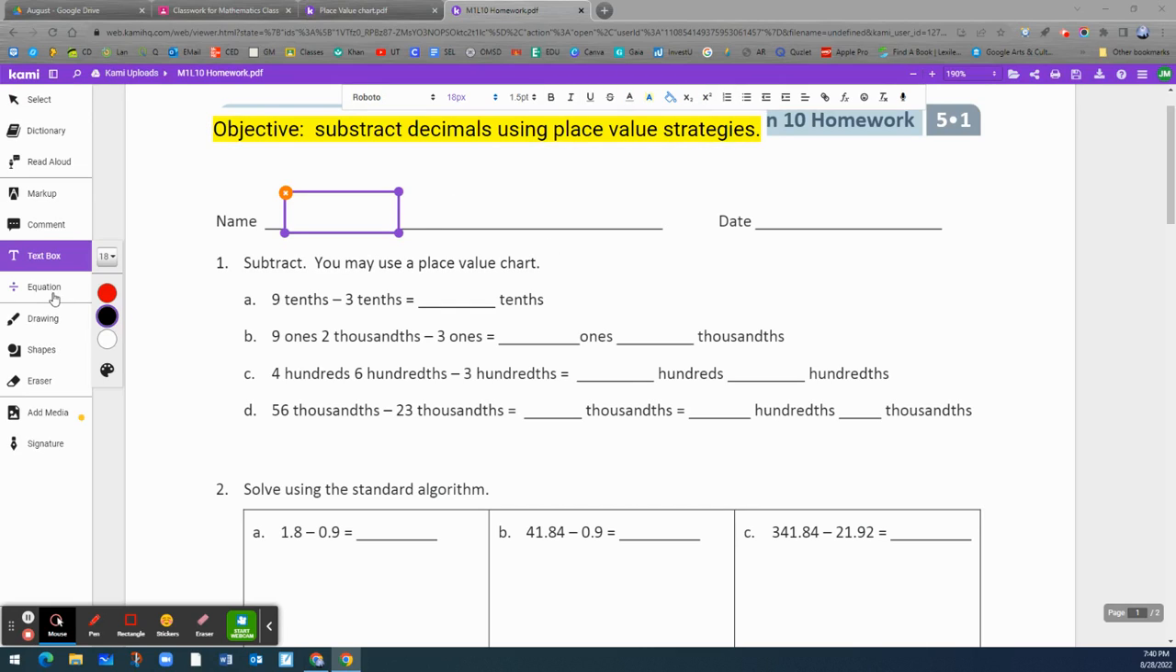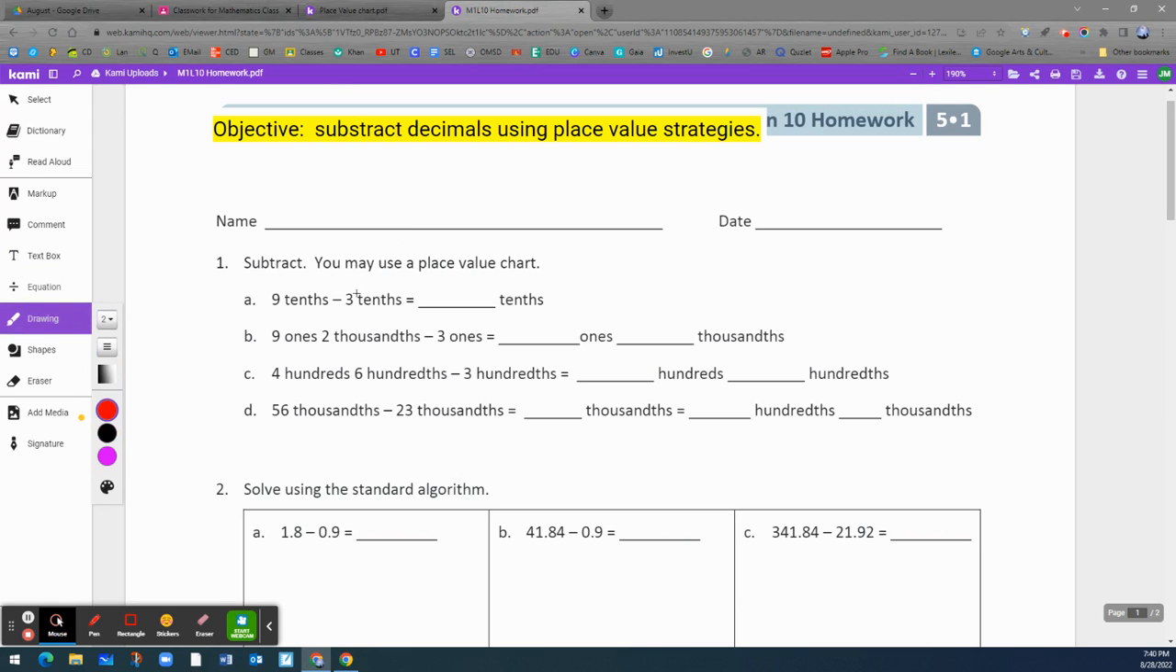All right, let us begin. If we read the instructions first, this means subtract. That means you're going to take away a smaller number from a larger number, and we may use the place value chart. That's a great tool to use. All right, anyways, let's look at this.